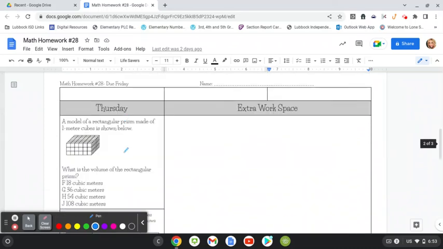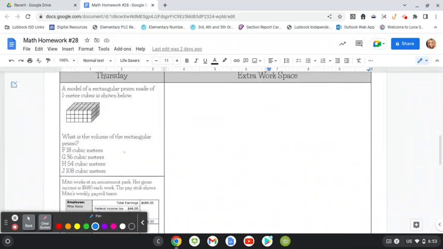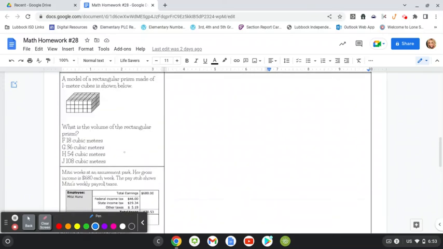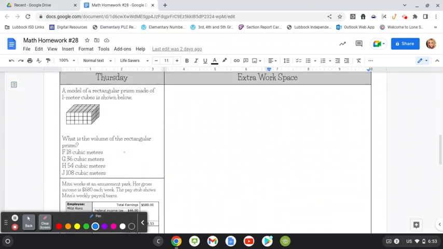Okay, last day is our volume problem and a budget problem. So let's take a look. A model of a rectangular prism made of 1 meter cubes is shown below. What is the volume of the prism? So remember, to find volume, we do length times width times height. Length times width times height.